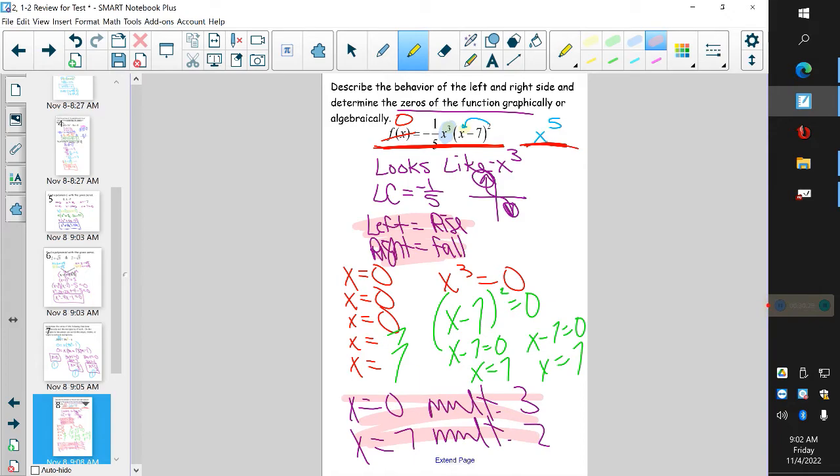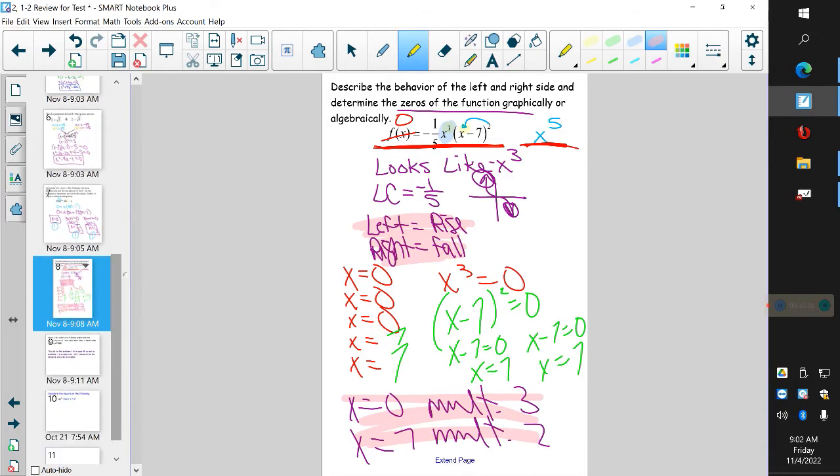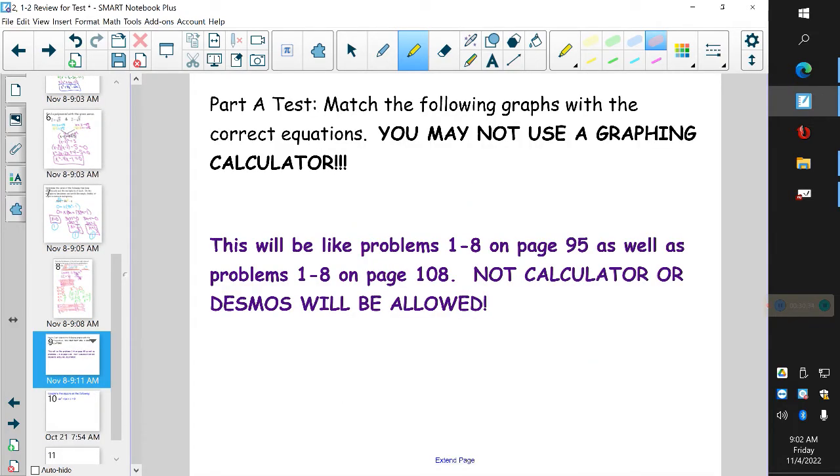Okay? All right, so what is on the test? Part A test. Match the following graphs with the correct equations. You may not use a graphing calculator or Desmos. This is just like problems 1 through 8 on page 95, which was 2-2 book work, where you match them. You will use the leading coefficient test as well as anything else to your brain to be able to match them appropriately. Yes? Okay? No calculator or Desmos will be allowed. Okay?